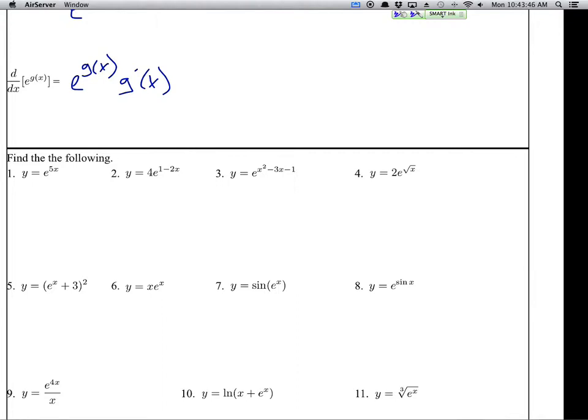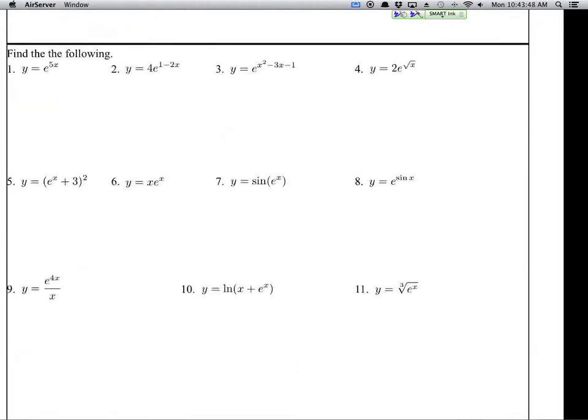So, let's do some examples. Melody, what would the derivative of e to the 5x be? E to the 5x times 5. E to the 5x times 5, so we could write it as 5e to the 5x.